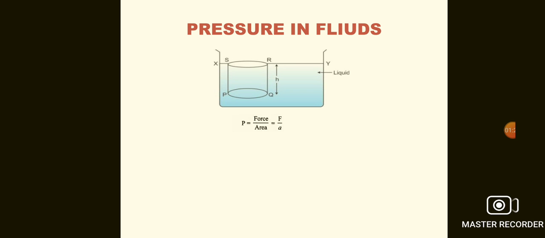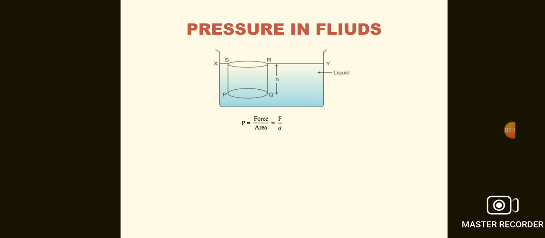Now let us discuss pressure in fluids. You can see here I have taken a vessel containing liquid where there is one cylinder kept inside the liquid. Now let us discuss what is the pressure on the base of the cylinder or an object which is taken into the liquid. As we know that pressure is given by the formula force upon area. So I have taken force upon area as a formula for pressure.